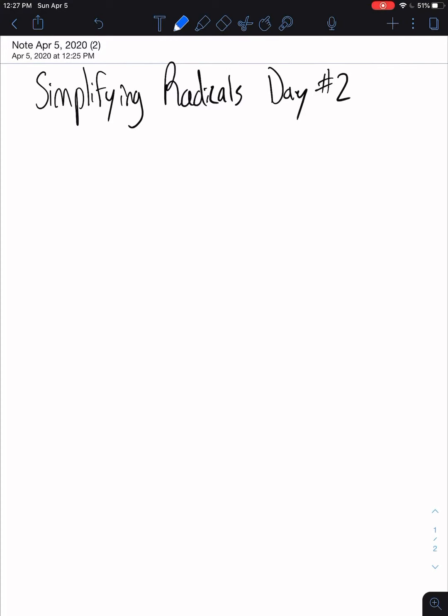Today we're going to continue our discussion on simplifying radicals. So this will be simplifying radicals day 2. And today what we're going to do is we're going to have another Delta Math assignment, okay? So that Delta Math assignment is going to be called Simplifying Radicals Day 2. And this Delta Math assignment will be a little bit different than last time.